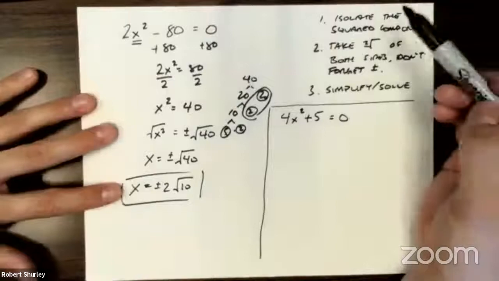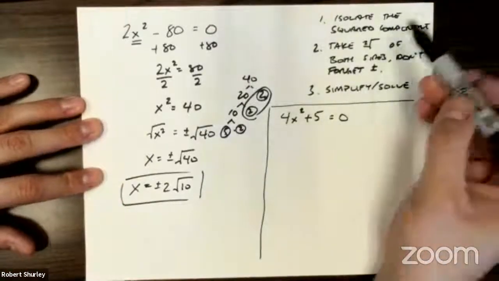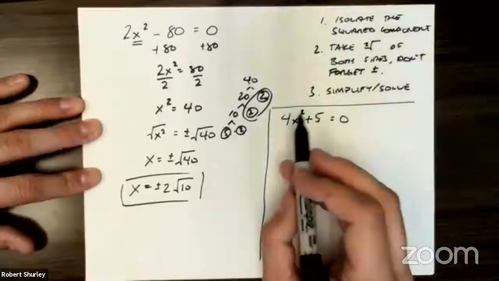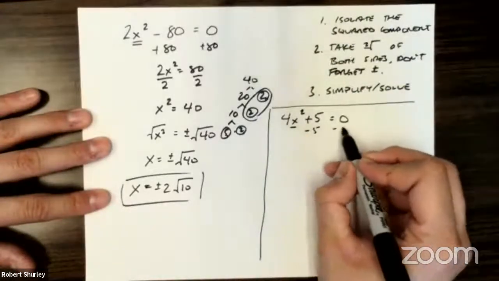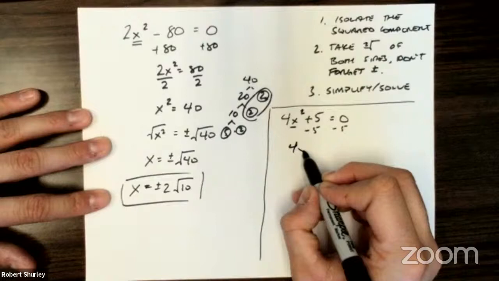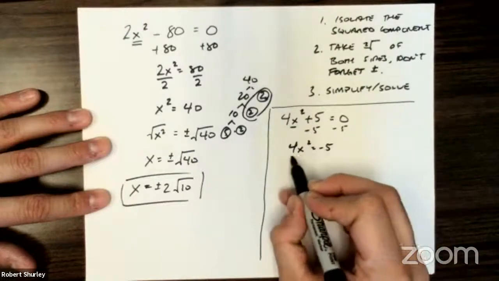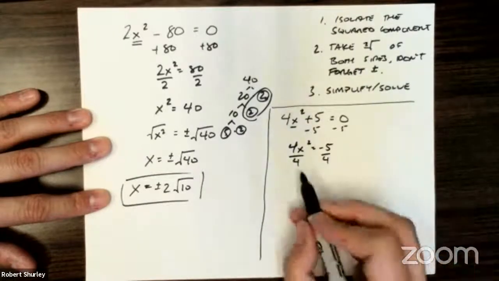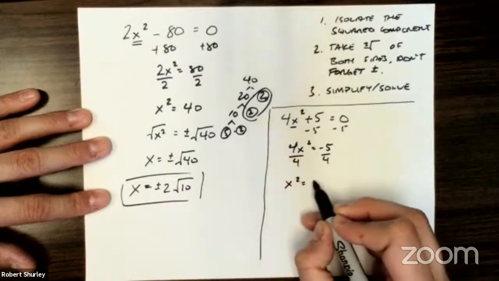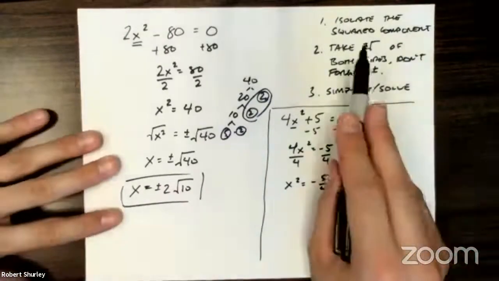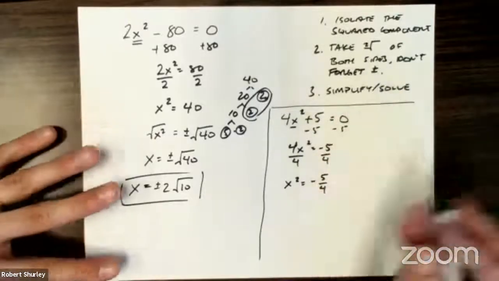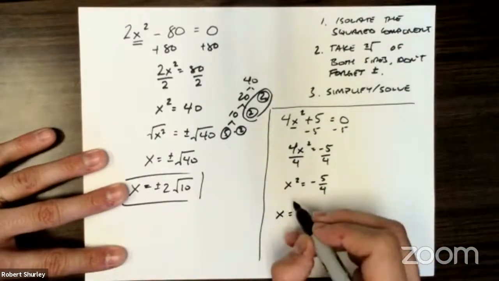So I'm going to go through the same rigmarole. Isolate the squared component. So the x squared is here, I'm going to isolate it. So subtract the 5. So I get 4x squared equals negative 5. Divide by 4. And I get x squared equals negative 5/4. Now I'm going to take the square root of both sides, not forgetting the plus or minus. So x equals, so square root.